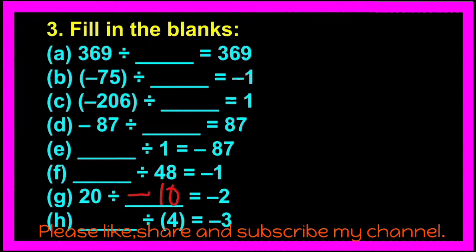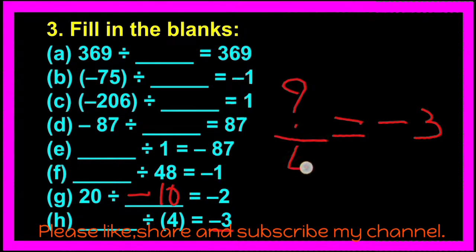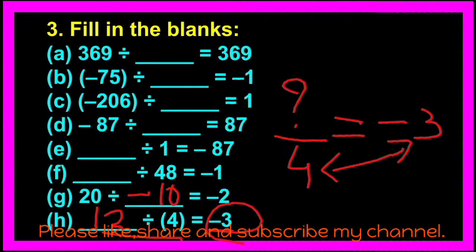Next is blank divided by 4 is equal to minus 3. Now it looks strange, but we can solve it. How? Here we have minus 3 as the answer. So first of all we write minus 3 here. Now what divided by 4 is equal to 3? So here we can do multiplication of this. 4 3s are 12, right? So this is the answer. But here one of the numbers should be negative to get this answer negative. So we write this 12 as minus 12.